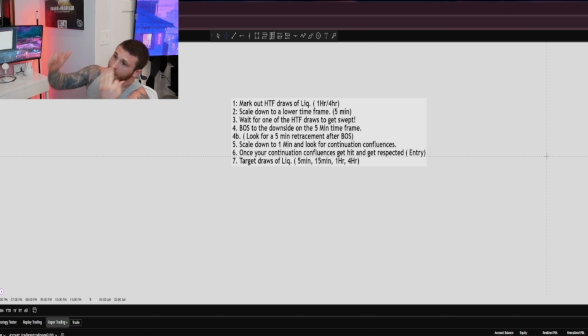So let's do the opposite direction now. Let's say market comes down on market open. We sweep out a 4-hour low, right? We're scaled down to the 5-minute time frame. What do we want to look for? We look for a 5-minute break of structure to the upside.